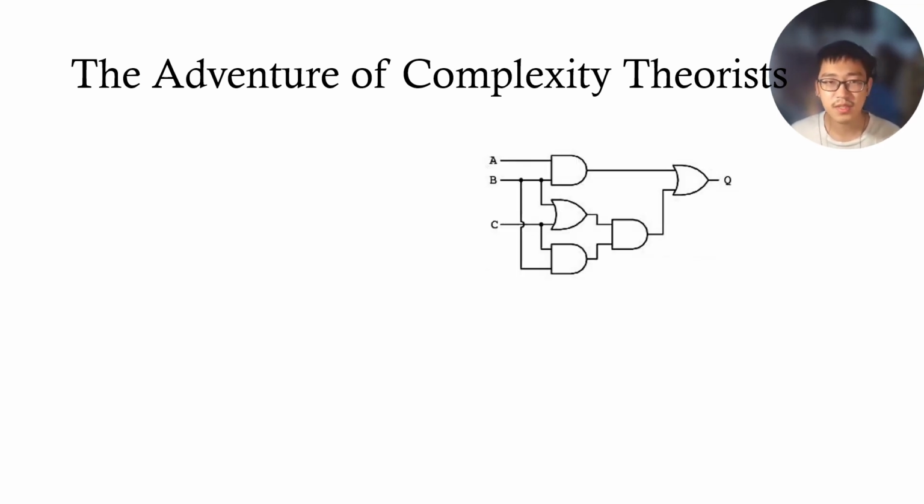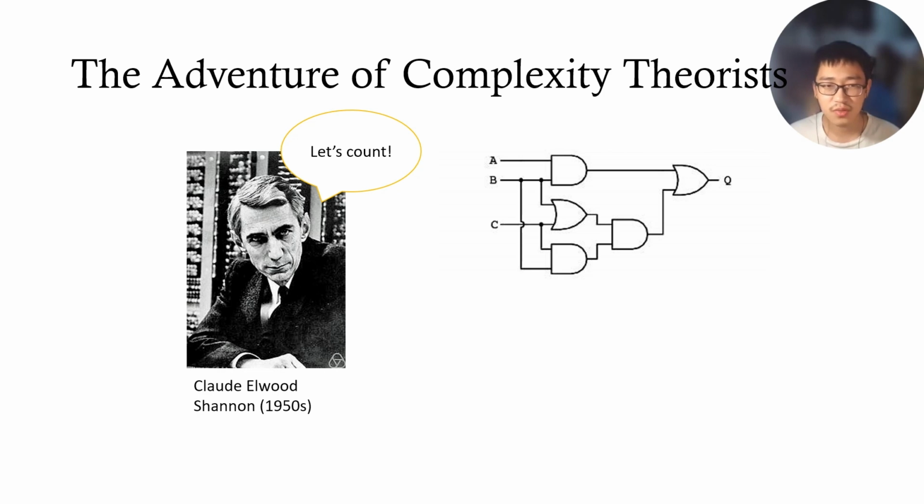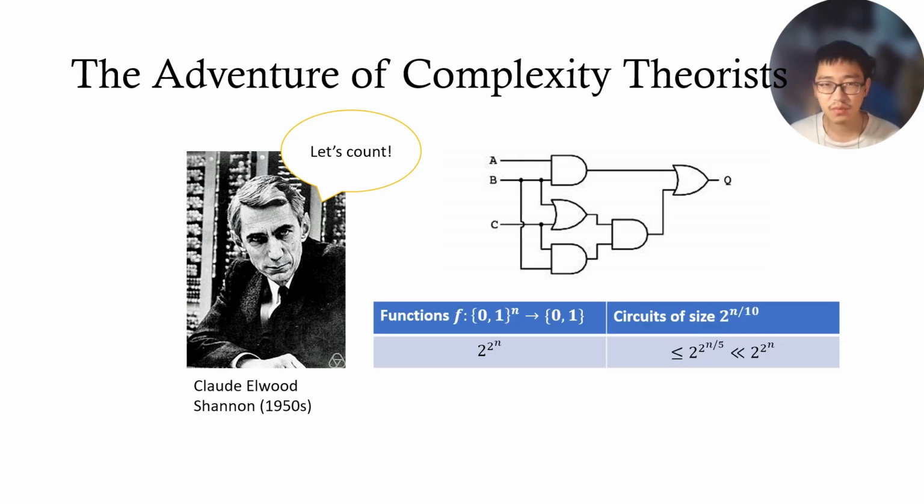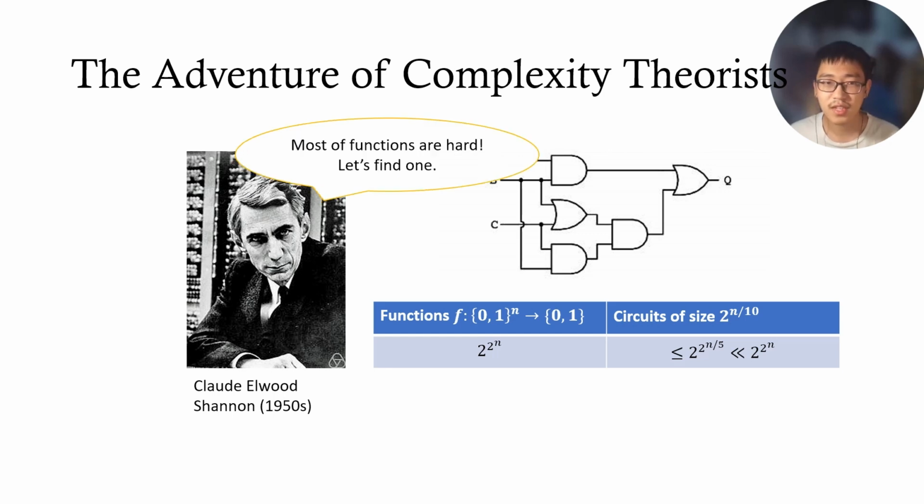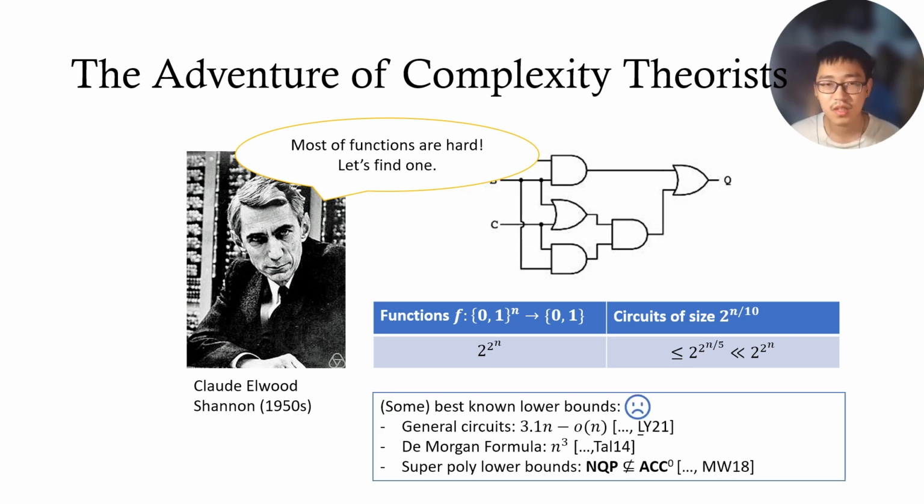One of the most promising ways to resolve the P versus NP problem is through circuit complexity. We have known since Shannon in the 1950s that if we count the number of functions and small-size circuits, most functions are hard, because there are a lot of functions but only a few small-size circuits. This means if we randomly pick a function, it's very likely that it requires large circuit complexity.